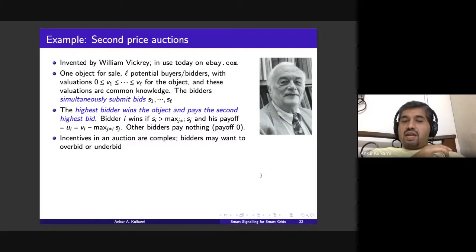This second price auction changes the nature of the game between the bidders, and it turns out that in this case it is optimal for players to bid their true value. So one of the problems with the first price auction is that players do not end up bidding their true value. They end up underbidding or overbidding.